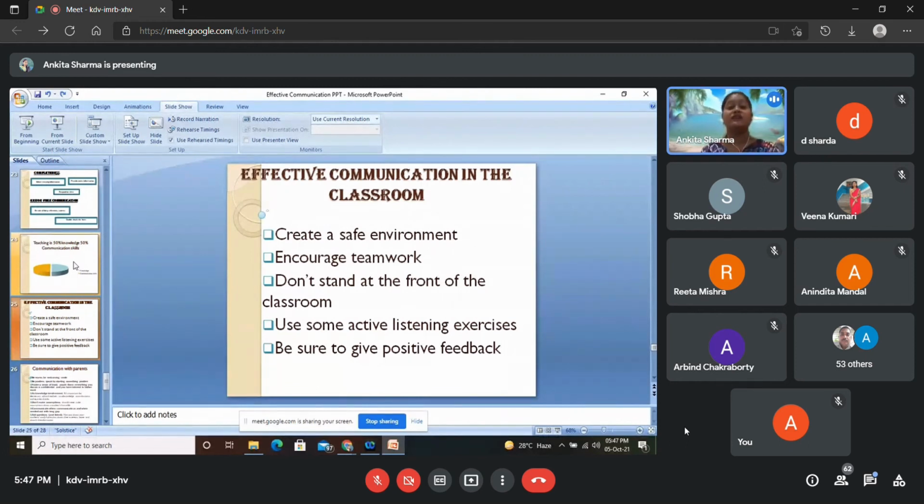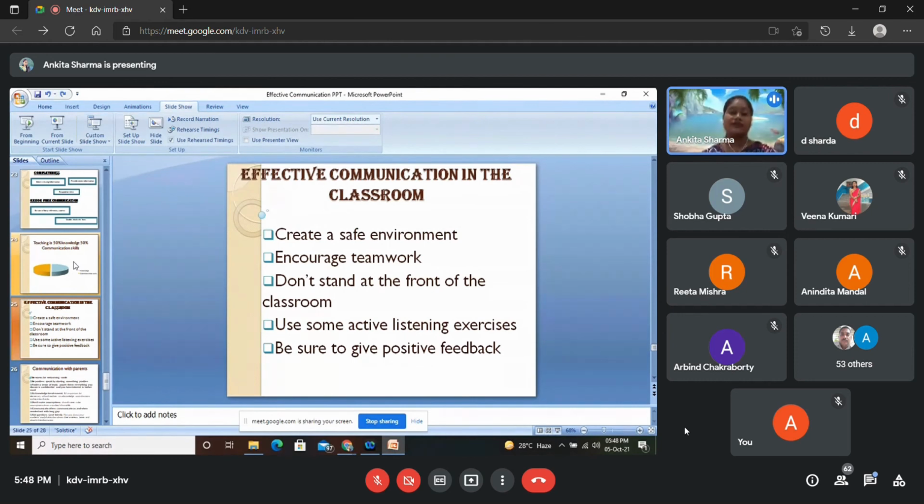The next is encourage teamwork. To have effective communication in your classroom, you also need to encourage children to do teamwork, because in teamwork they learn a lot. But as a teacher, can we divide teams and sit at our tables just watching how the children are performing? We can't do it. We can't even just stand with this posture and look at the children from far. No, our job is to go to each team, speak to them, communicate with them, and understand what they're going through. This is the job when we give any teamwork to our children.